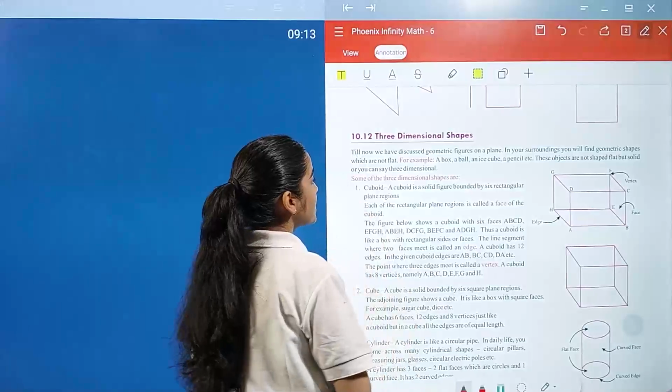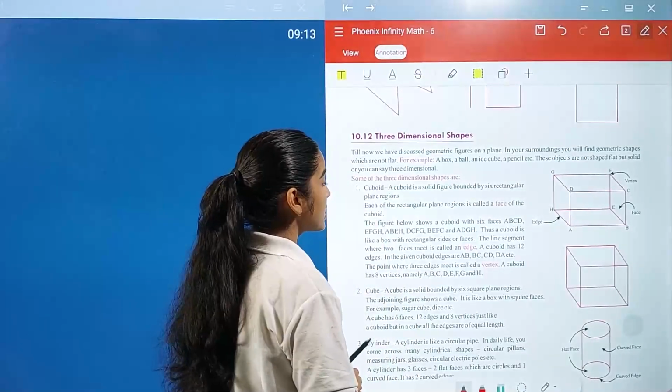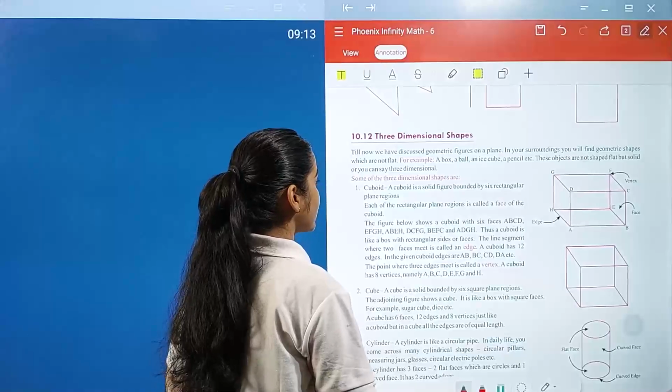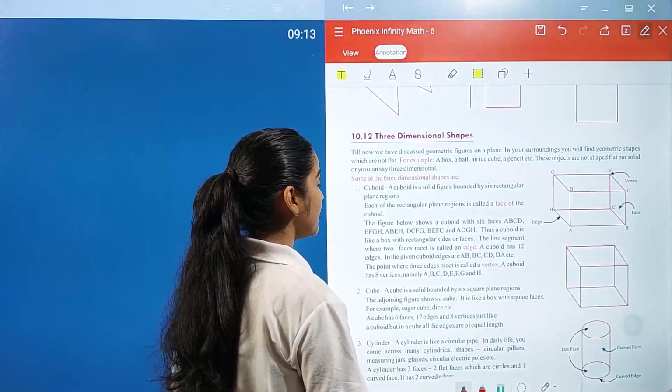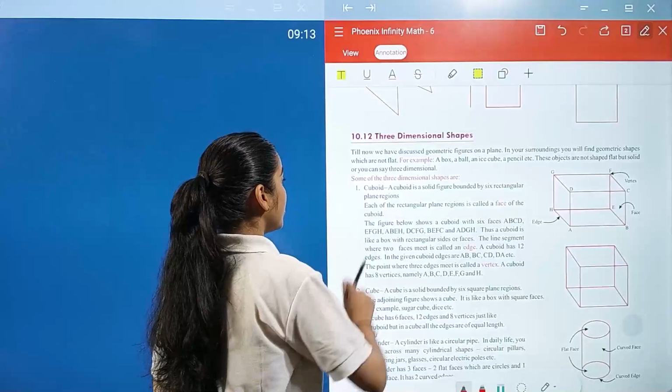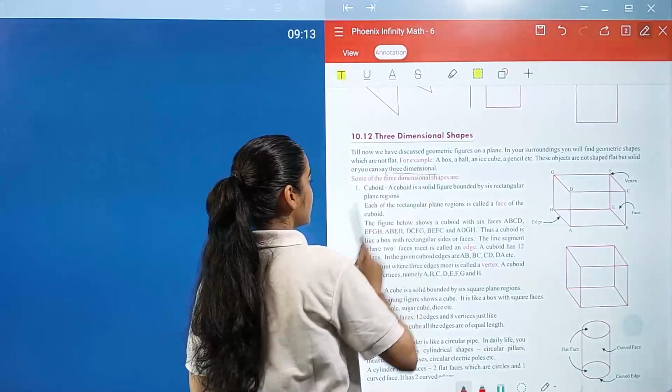Till now we have discussed geometric figures on a plane. In your surroundings you will find geometric shapes which are not flat. For example, a box, a ball, an ice cube, a pencil, etc. These objects are not flat but solid, or you can say 3-dimensional.